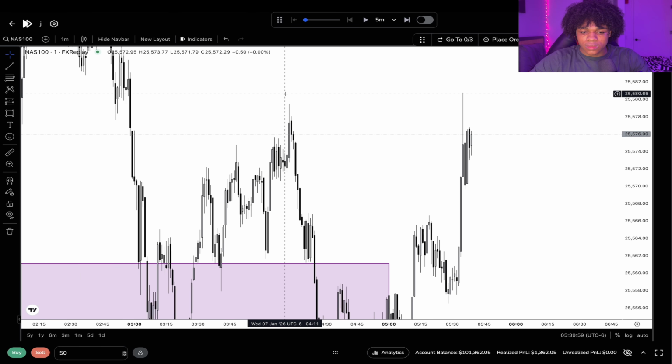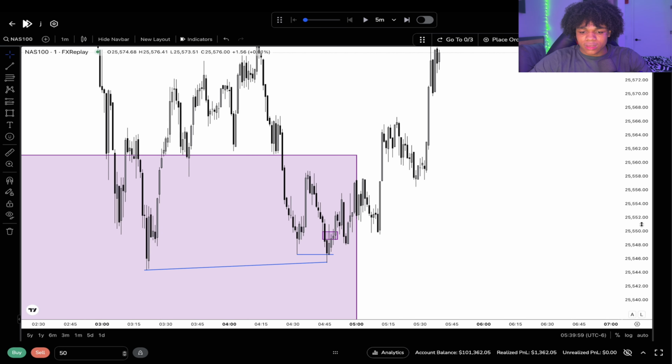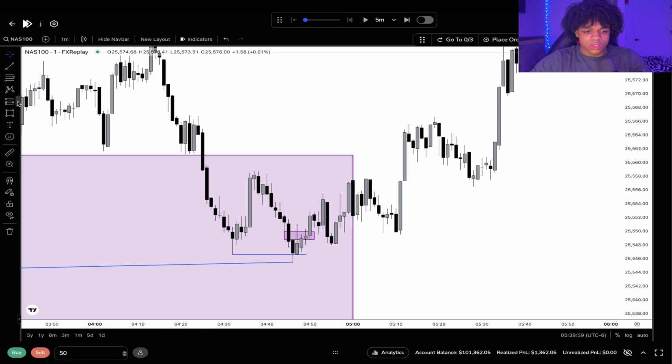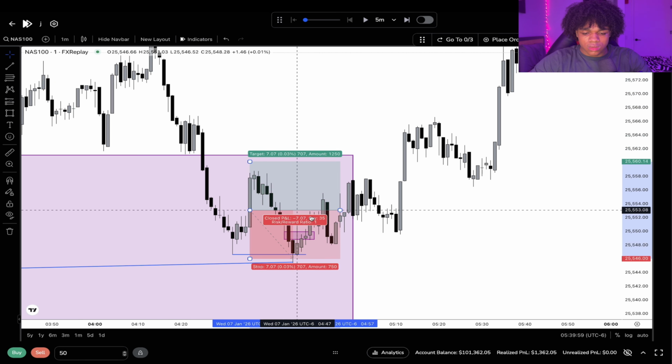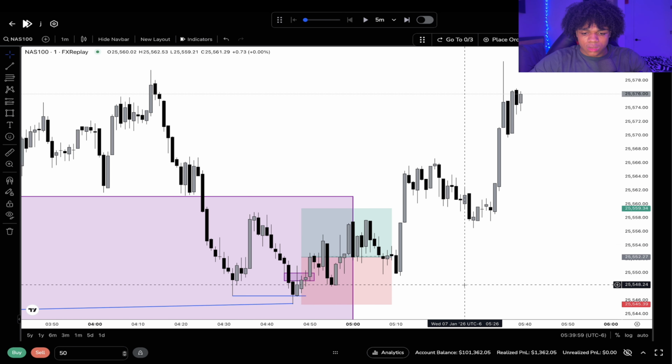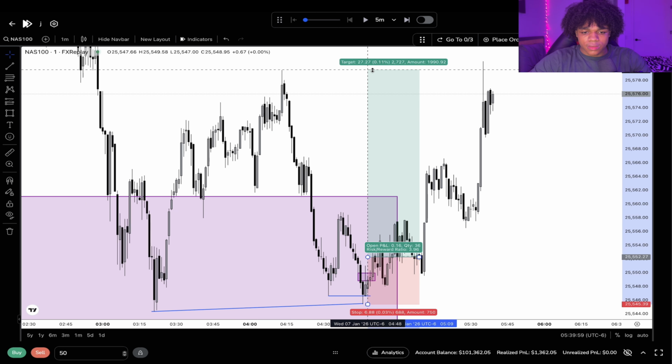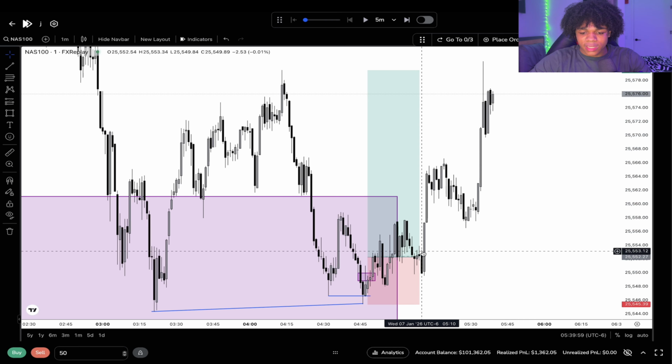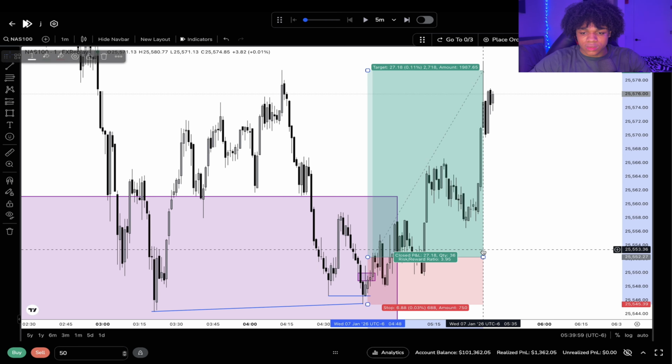And boom, we hit TP. Now let's see what type of RR we could have caught on this trade. And here, as you can see, we caught nearly a 1-to-4 risk reward.